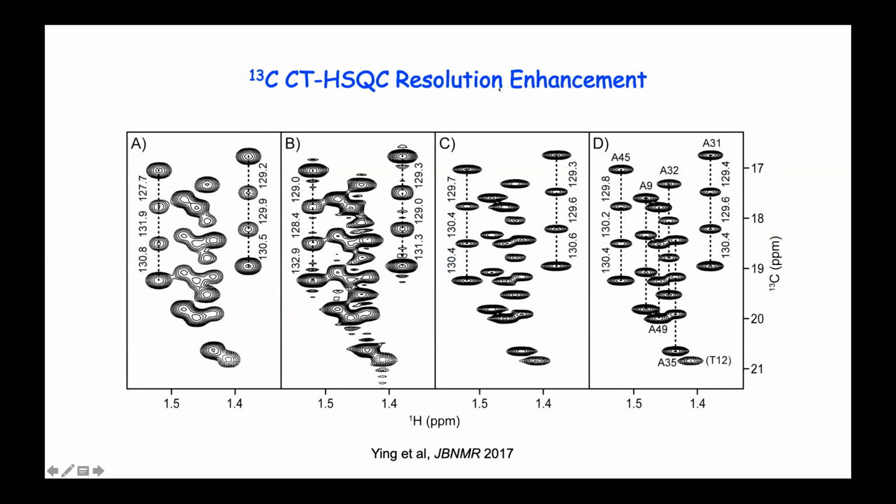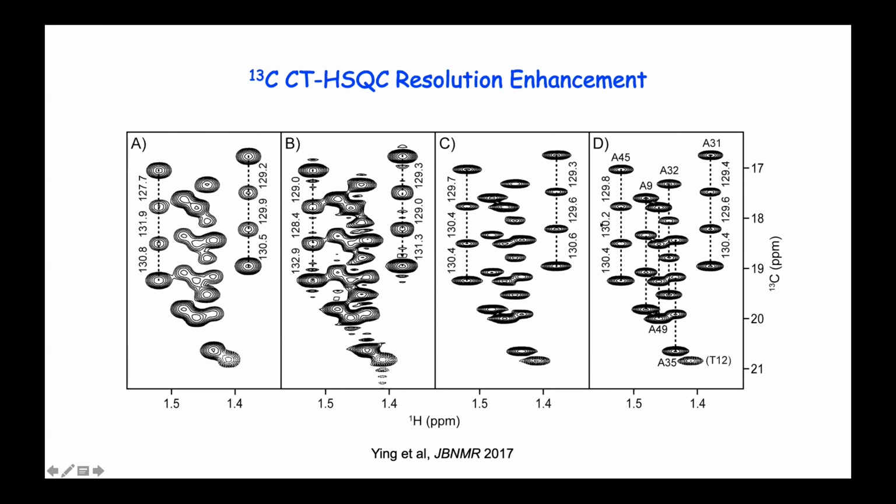So one application that I didn't talk about in the first part is resolution enhancement. In this case, an example is a C13 constant time experiment. As you know, we do 28 milliseconds in the carbon dimension, so the C alpha, C beta coupling is suppressed. So we either do 28 or 56 milliseconds. This is 56 millisecond real data, okay?